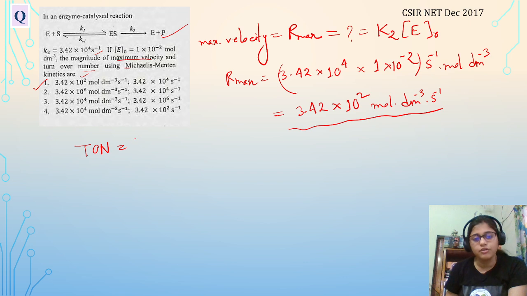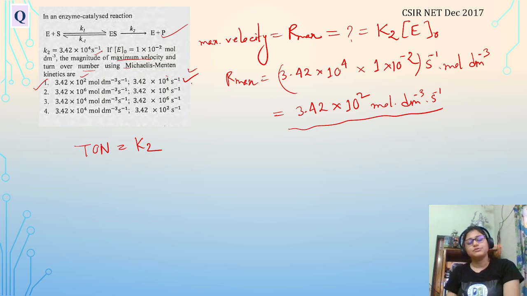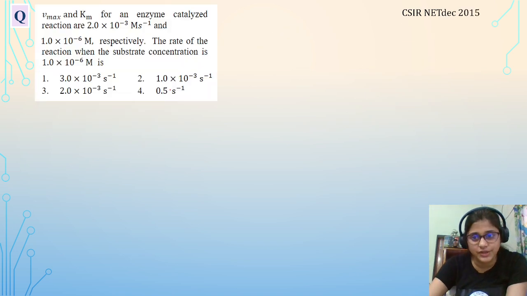So we know turnover number is equal to K2. The K2 value is given, so it will be only the turnover number. So simple. We don't have to derive much or solve much. This will be the answer. Fine. This was coming for 4 marks, this and the previous one also. But see how little time is actually needed for solving this kind of question.